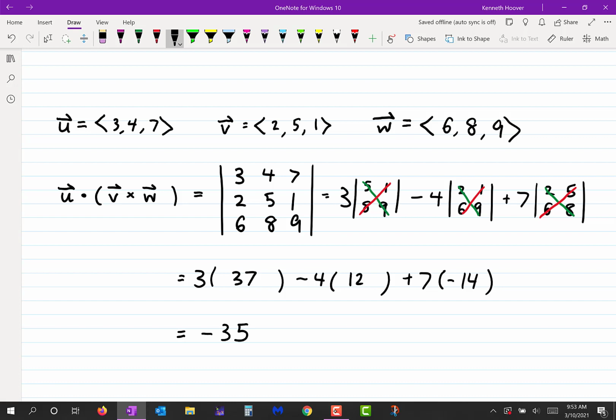Now, if you wanted to know the volume of the parallelepiped, I should add that that is equal to the absolute value of the scalar triple product. So the volume of the parallelepiped formed by those three vectors would be 35 cubic units. This topic of determinants comes from linear algebra, and it makes it very easy for us to calculate things that deal with cross products. And we'll probably see it again in certain kinds of integrals later in the semester.